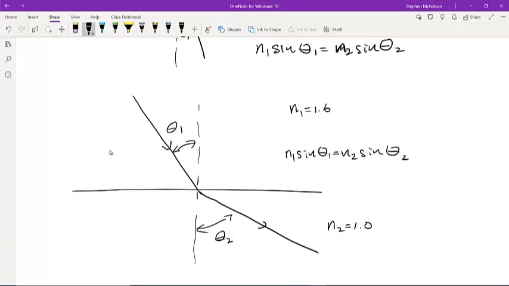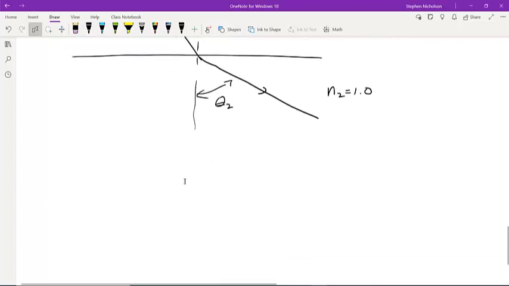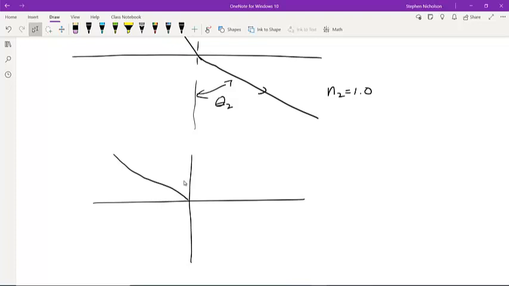Now there is some critical value of theta 1, when it gets large enough, that it will actually bend. So here, we've increased this angle. What will happen is it'll bend away from the normal. It'll actually do this. So theta 1 is some value, and theta 2 is equal to 90 degrees. It's this angle here. So that's called a critical angle. And if this angle theta 1 is greater than this critical angle, then you're going to get total internal reflection.